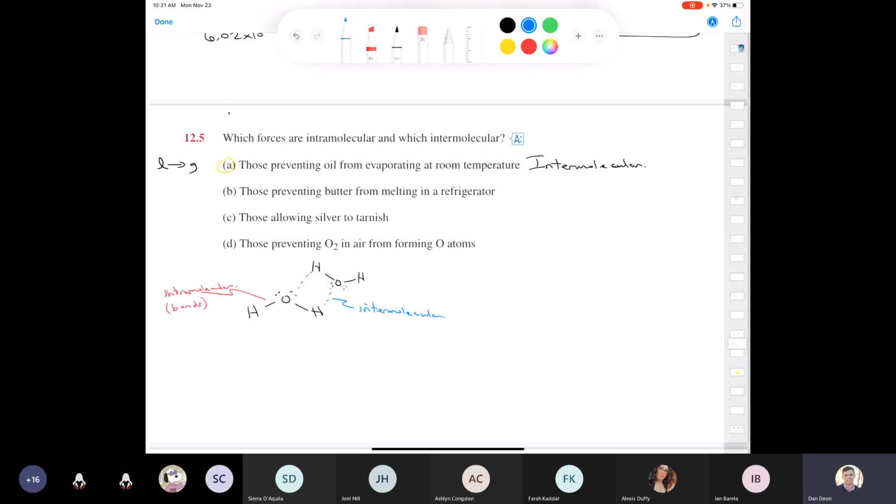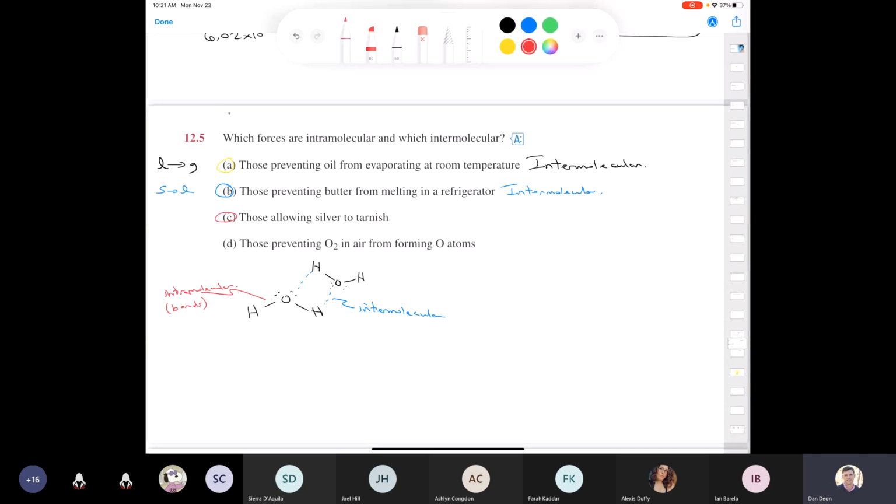In B, those preventing butter from melting in a refrigerator. Well, if we're talking about melting, then we're going from a solid to a liquid. This is going to be intermolecular again, because it's still butter when it's melted. All we did was break the intermolecular forces that hold it together as a solid.